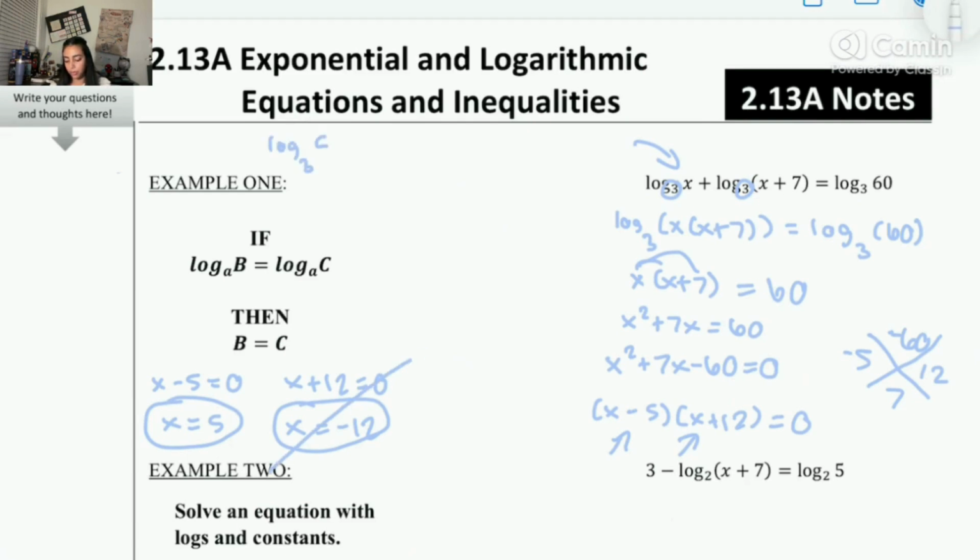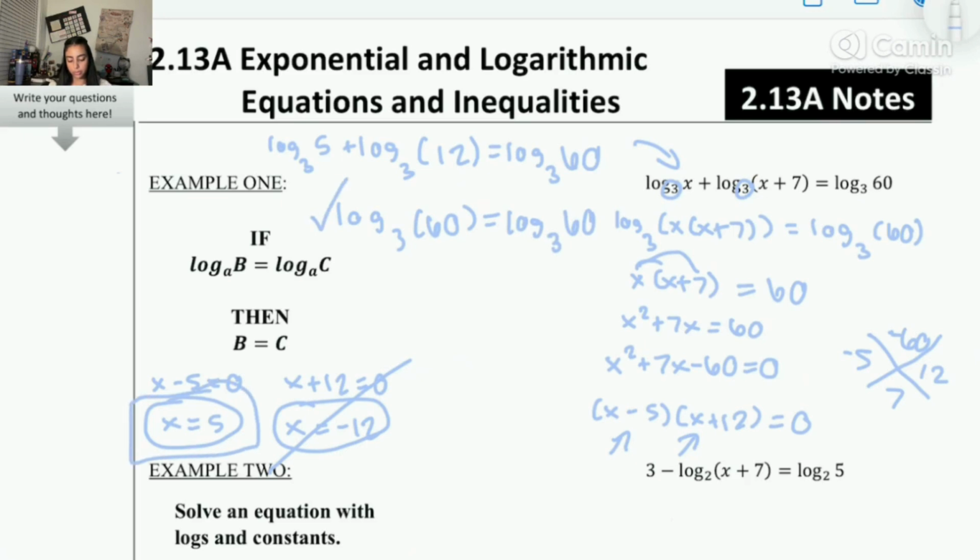Log base 3 of 5 plus log base 3 of 12, since x is 5 in this case, and 5 plus 7 is 12. Log base 3 of 12 equals log base 3 of 60. And now remember, since they both have the same base and we were adding them, we can multiply whatever's in the parentheses, and 5 times 12 is 60. So log base 3 of 60 is equal to log base 3 of 60, which is true. So it would be this answer choice right here.